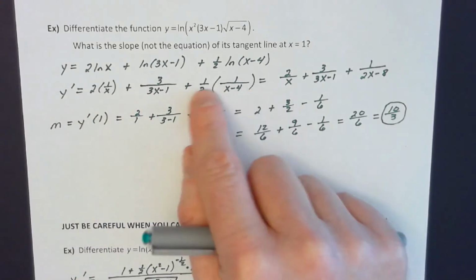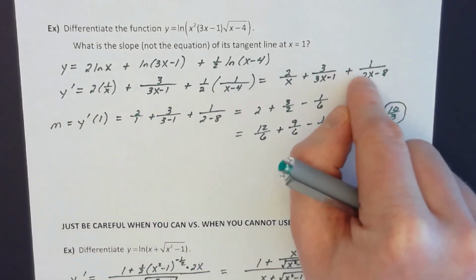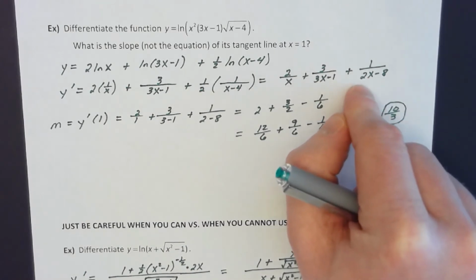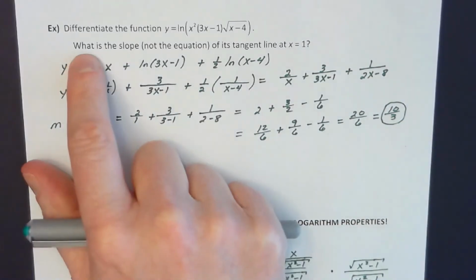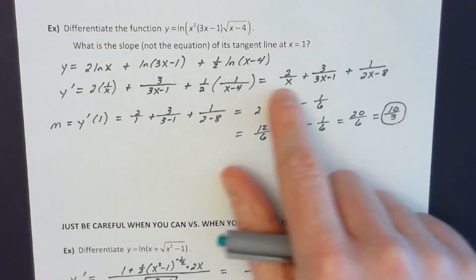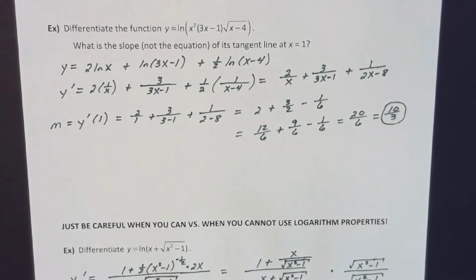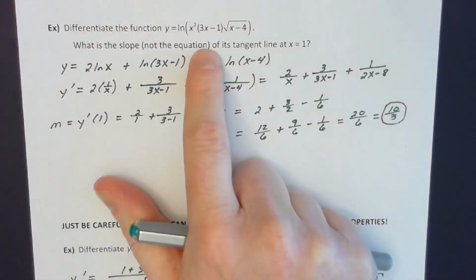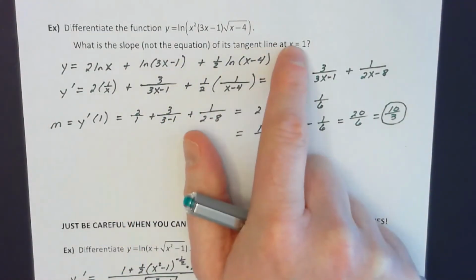And then I just distributed the 2 through this denominator and said that's going to be plus 1 over 2x minus 8. Now, this problem wasn't just wanting me to find the derivative. If it were, I'd be done at that point. But this one was wanting to know the slope of the tangent line at x equals 1.